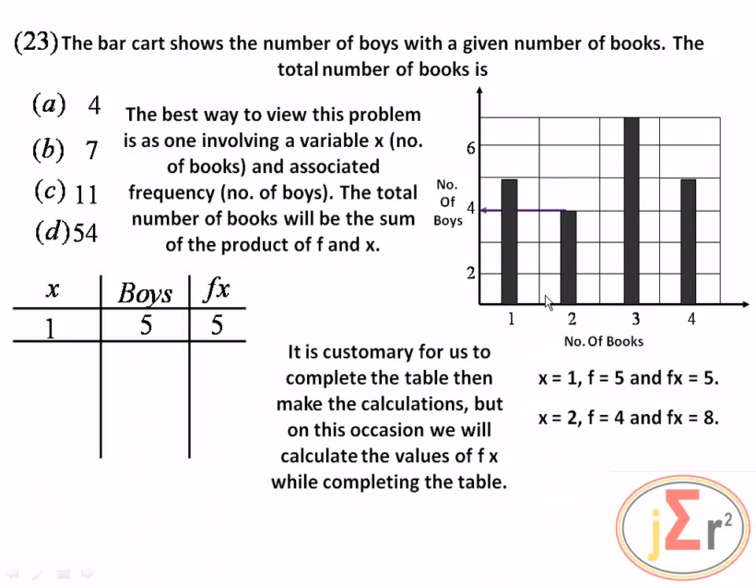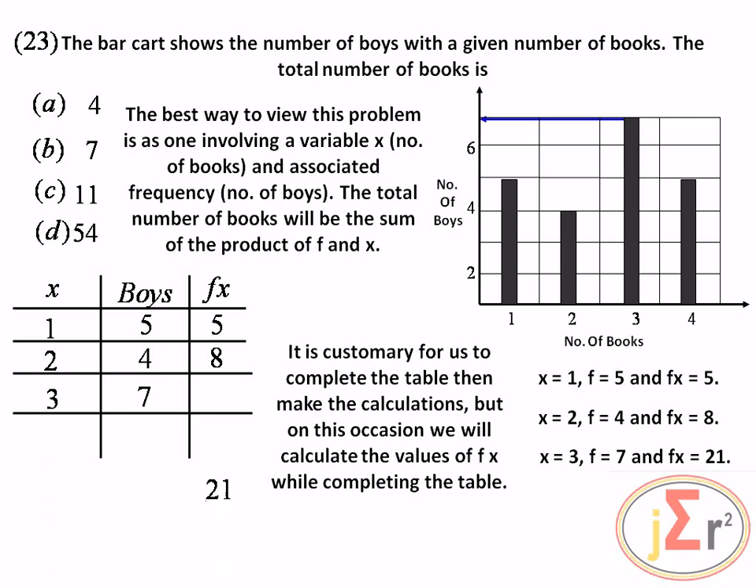Then we have the number of books. The value of the variable is 2. The number of times that that variable occurs is 4. And the value of f multiplied by x, which is fx, is equal to 8. And the other will follow in the same vein. Finally, the value of the variable x is 4, the number of times it occurs is 5, and the value of fx is 20.